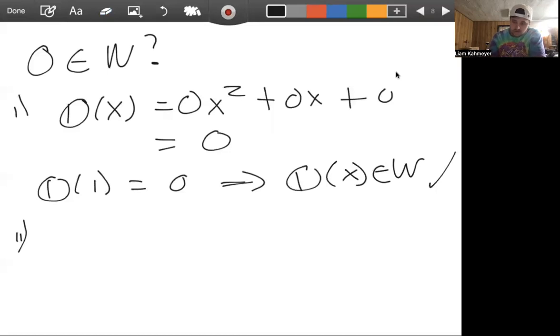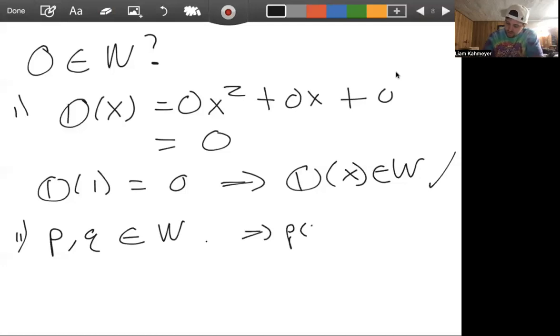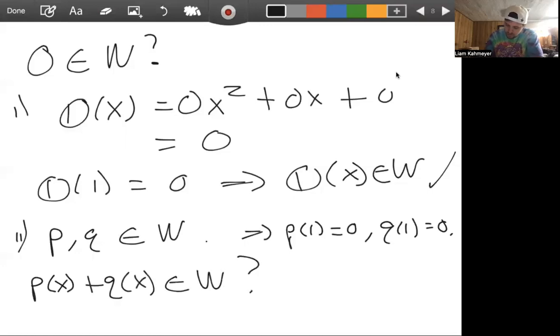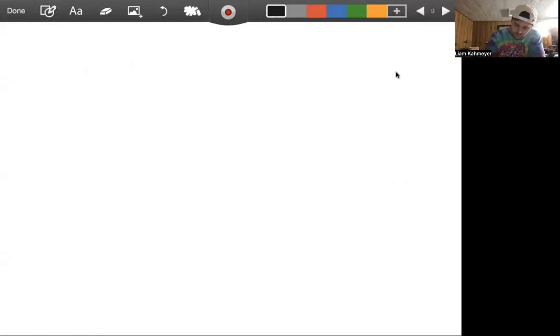The second thing we need to check is that it's closed under addition. So that means let's let P and Q, let's let these 2 polynomials be elements of W. Well, this implies that P of 1 equals 0 and Q of 1 equals 0. And now we need to look at their sum, right? What is P of X plus Q of X? Is this an element of W, right? That's what we need to ask. Well, let's define this sum to be R of X, and then let's look at R of 1, right?